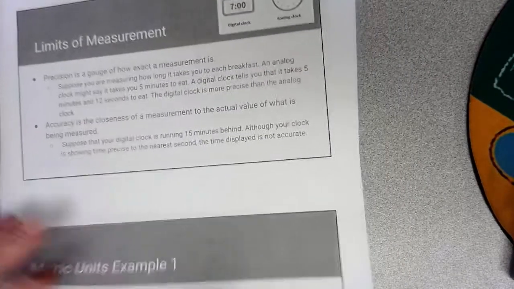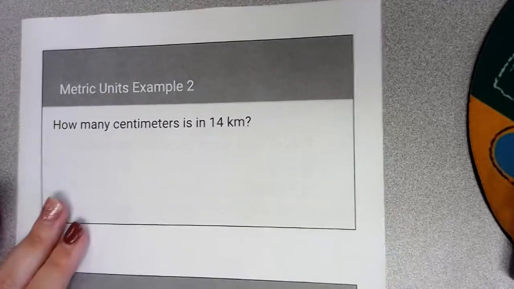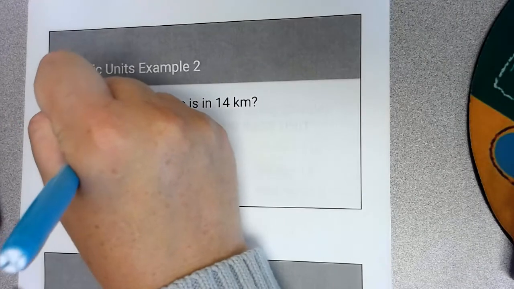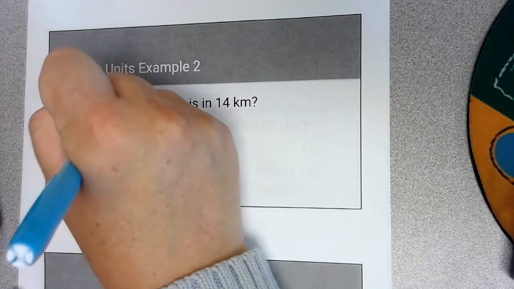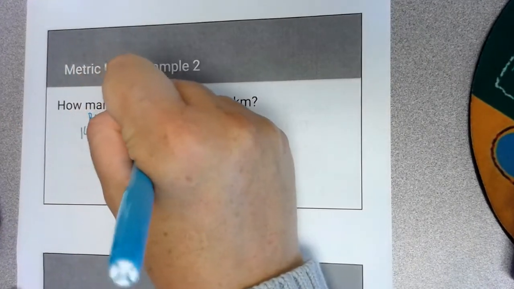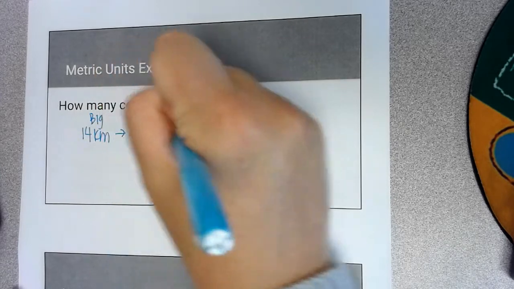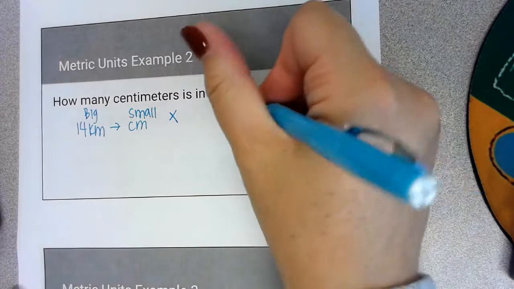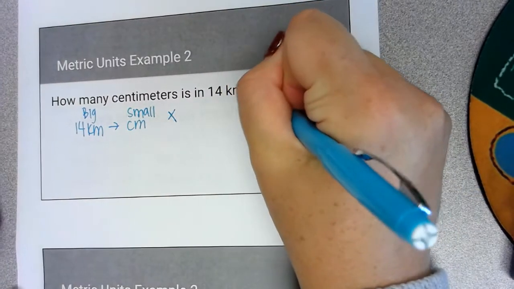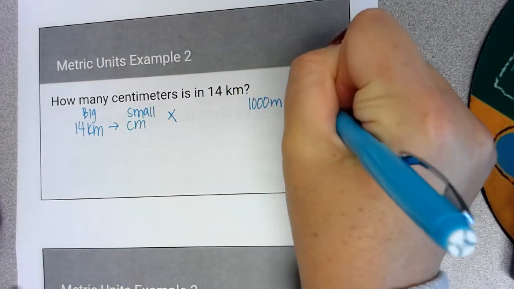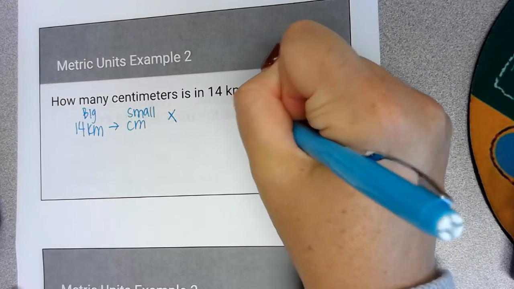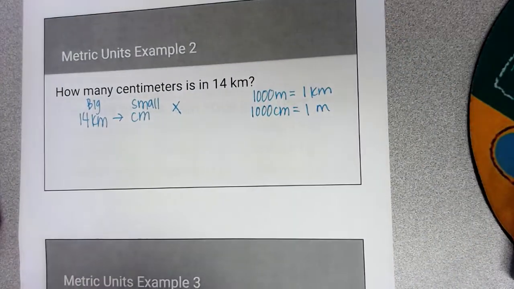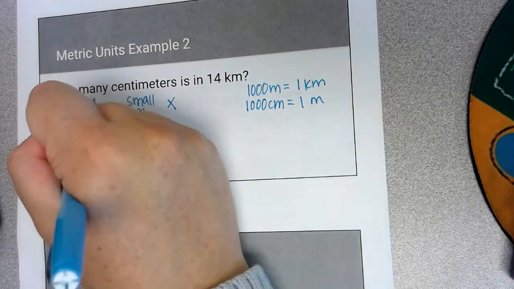Let's do the next one. How many centimeters are in 14 kilometers? So I'm starting with kilometers, which is big, and I'm going to centimeters, which is small. So I'm going to multiply this time. And I always say, go through your base unit. So I know that 1,000 meters is equal to 1 kilometer. And I know 1,000 centimeters is equal to 1 meter. So this is going to be a 3-step problem.